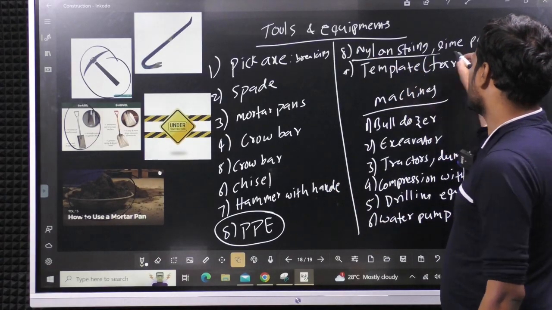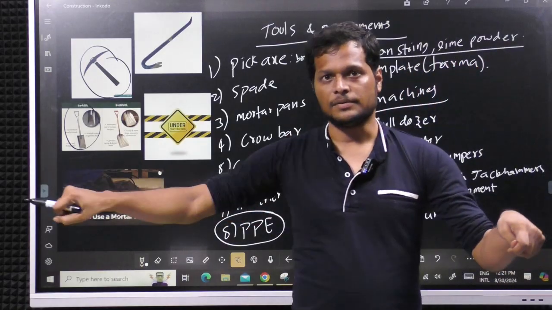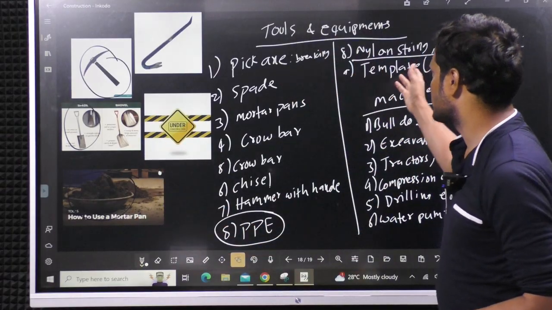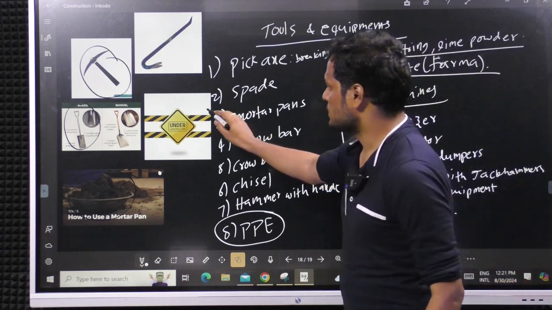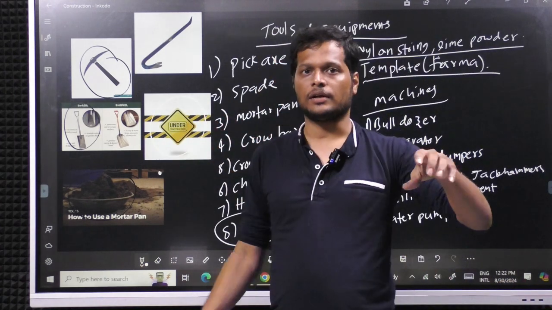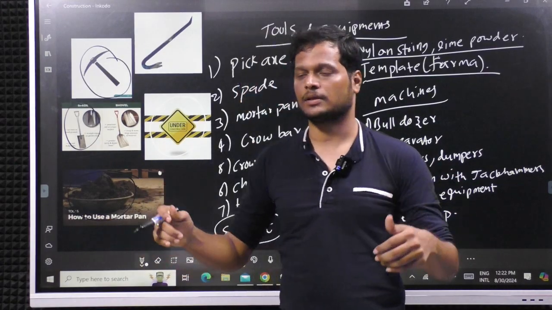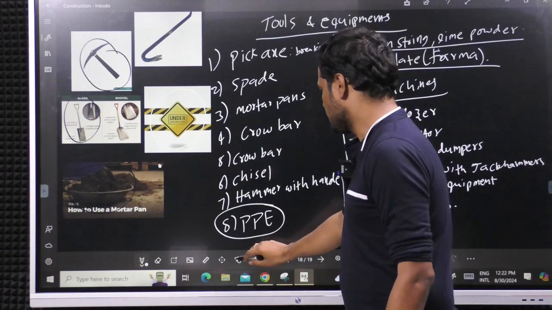Next, nylon string and lime powder for doing the line. For marking, after placing the lines, we will be pouring lime powder to identify the footings. For that purpose. And a template or board. A template is to indicate the site is under construction. At the outer edges we will be mentioning that there is an under construction site here. This is called a template.